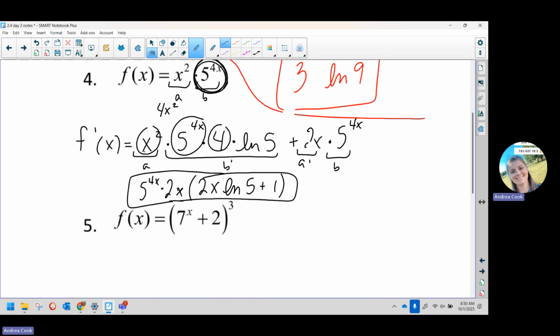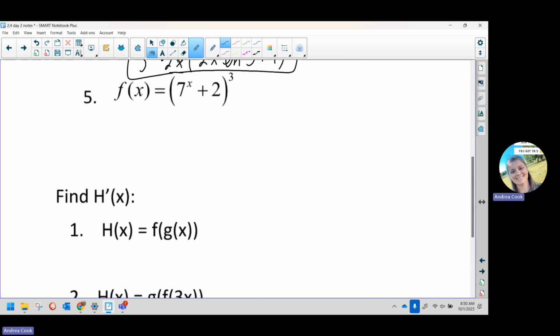Okay, take a look at number 5 with me. Do you guys see number 5? Do you see a change? Excellent, yeah, parentheses to a power. So number 5 has parentheses to a power. Good job. I also see an a to the u in there.